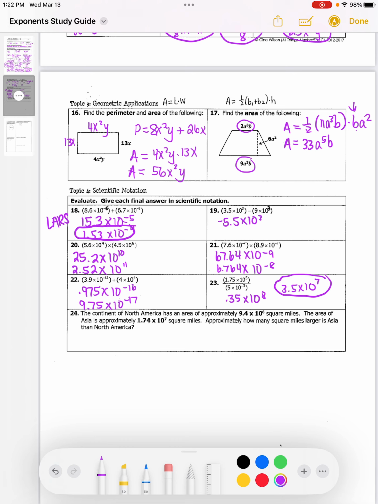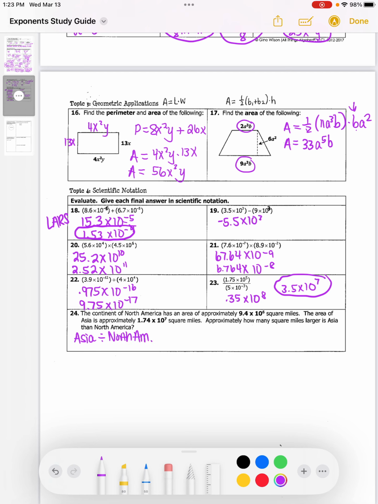And then 24, a little application question with our scientific notation. The continent of North America has an area of approximately 9.4 times 10 to the 6 square miles. The area of Asia is approximately 1.74 times 10 to the 7th. Approximately how many times larger is Asia than North America? If we want to figure out how many times larger Asia is than North America, that means Asia is the bigger number, the bigger area. So we need to take Asia's area and divide it by North America's.